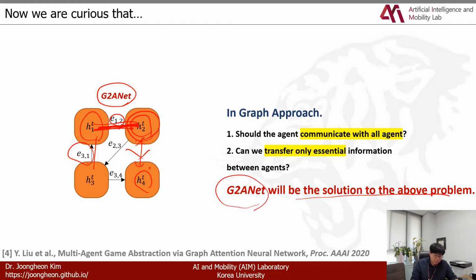Okay. Actually, G2ANet was proposed by the paper Multi-Agent Game Abstraction via Graph Attention Neural Network, which was published and presented at ICAIIC 2020. So you can observe that this kind of algorithm is quite new, just 1 year before today. That's why it's very interesting, and we have a lot of variants nowadays.